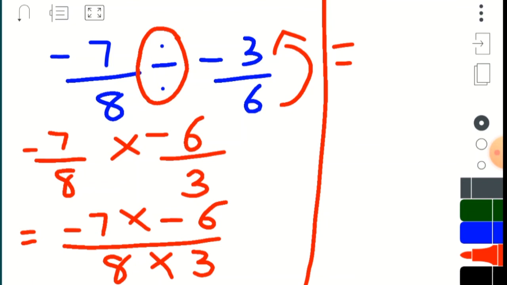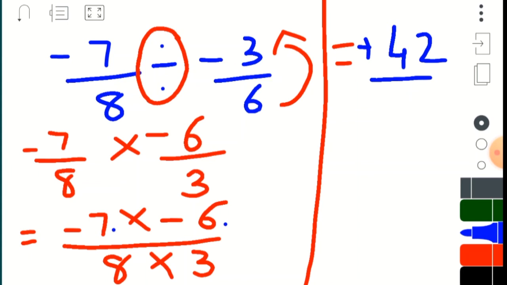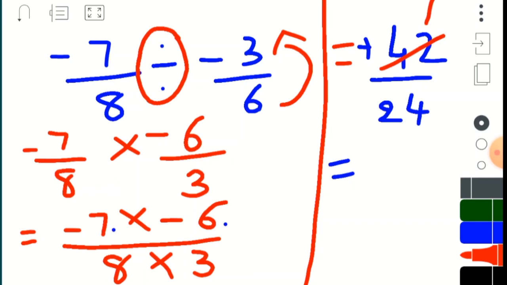Now here you will get minus 7 into minus 6 is 42. You have to look for the sign. Minus will become plus. Upon 8 3s are 24. Now here also you have to simplify this number. They both go in the table of 6. That means 6 7s are 42 and 6 4s are 24. So the simplest form is 7 upon 4.